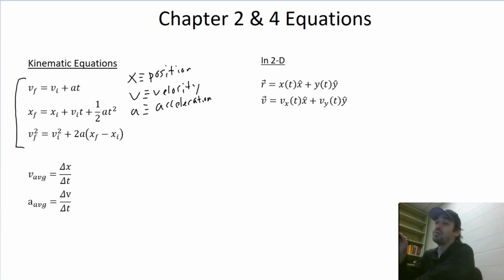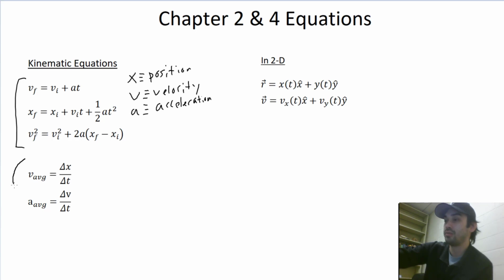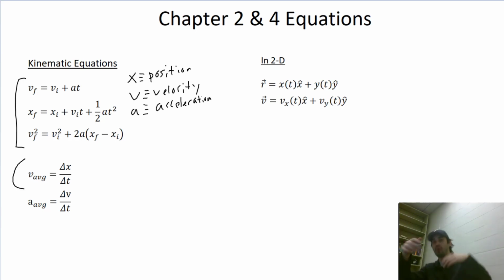If instead what we told you was, I have some position and another position, and I know how long it takes to get between these two points, what is the average velocity? This is the equation that you'd want to use. Or if instead I tell you an object has a velocity here and then it has a velocity here, what's the average acceleration? This is the equation that we want to use.